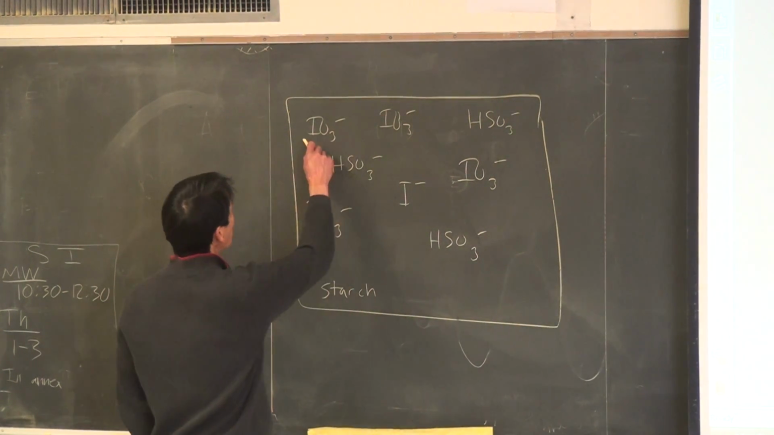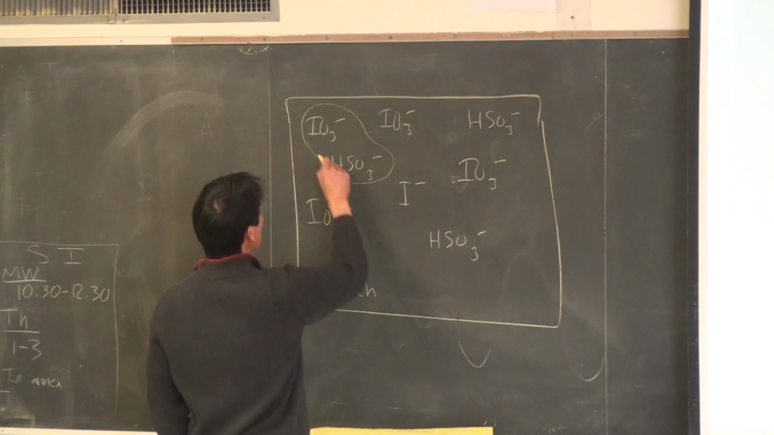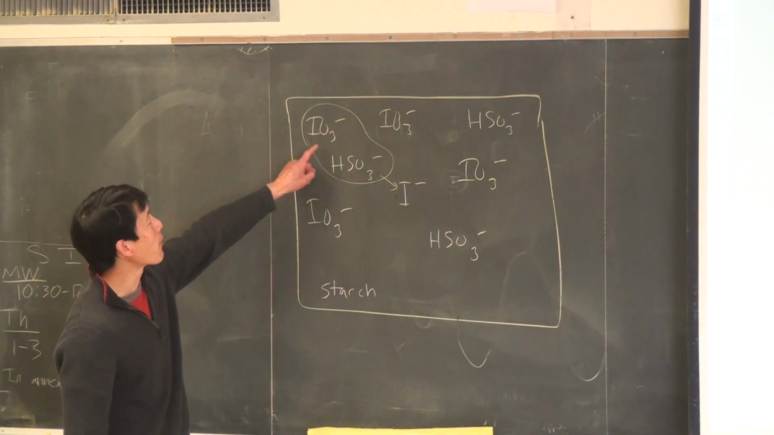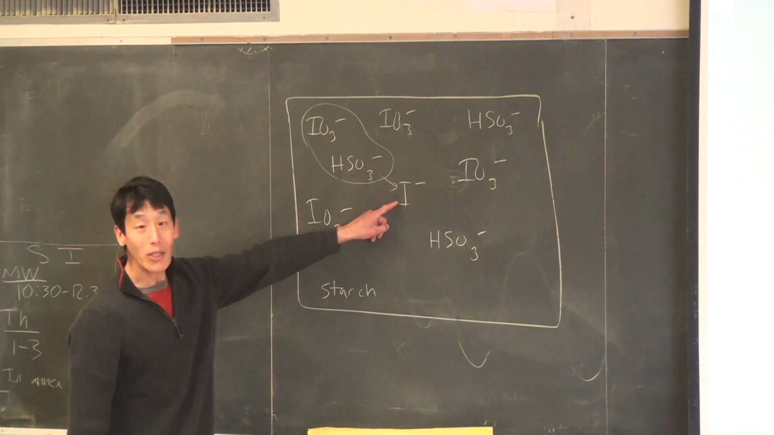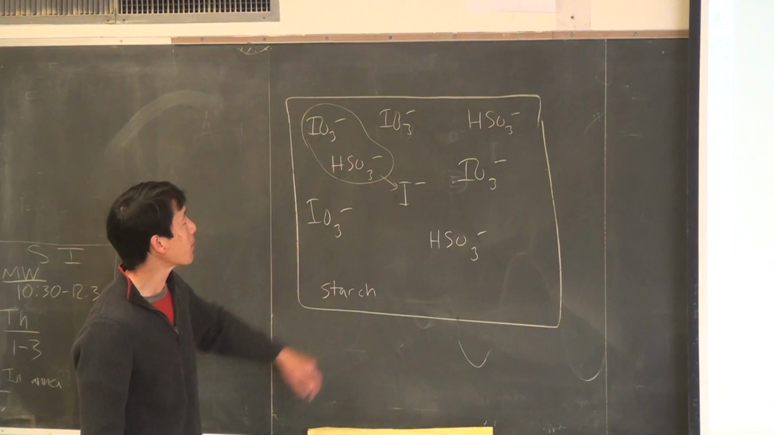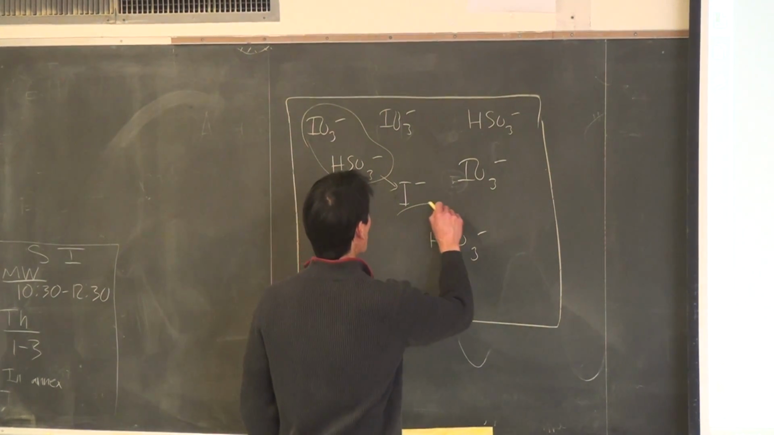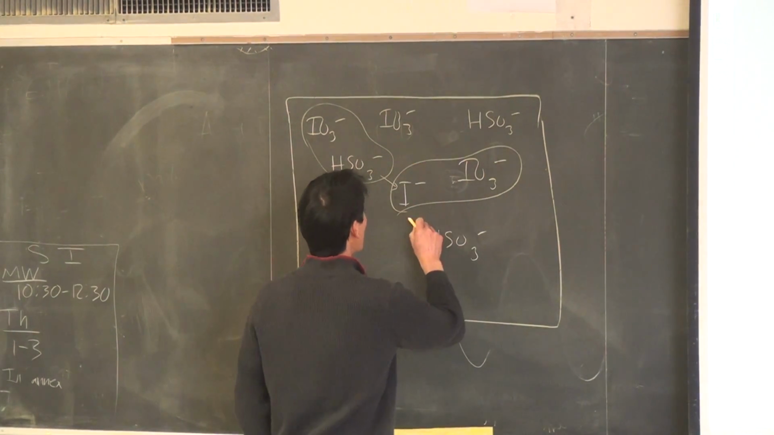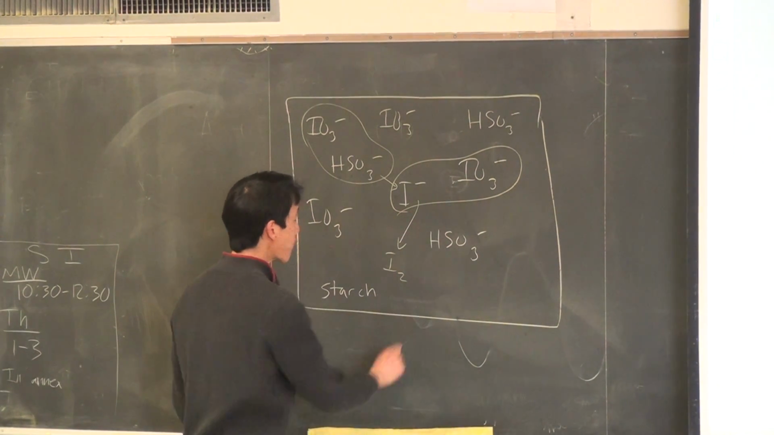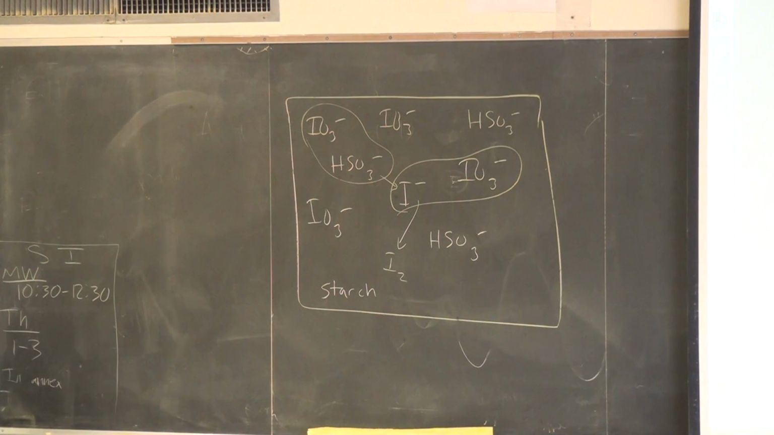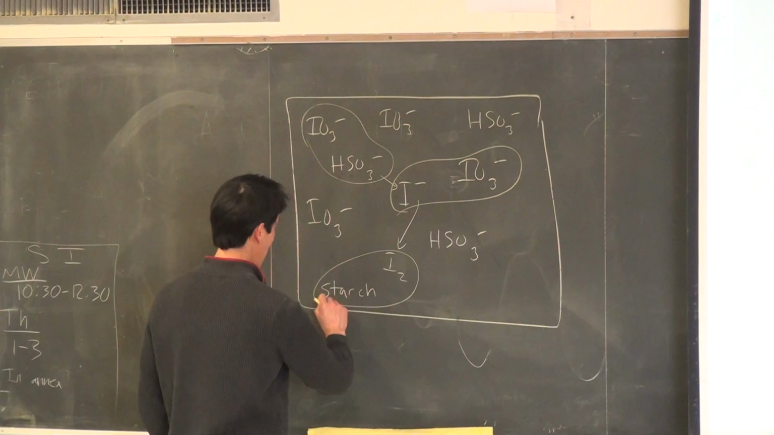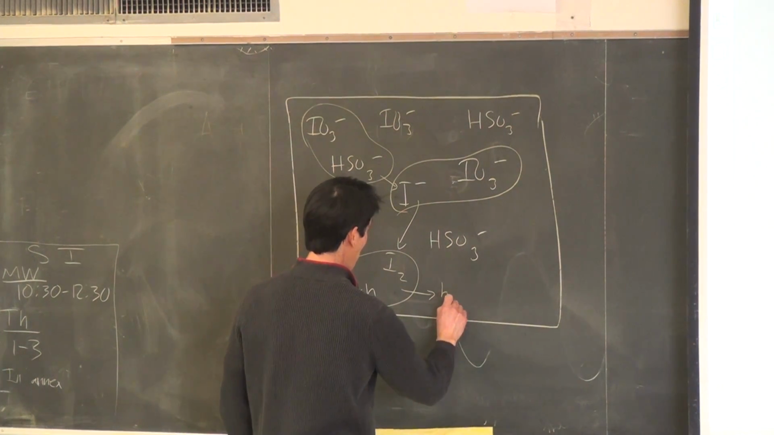Note that if we have these two reacting together, actually we need 3 of these for every one of these to produce an I minus. In other words, we have these two substances reacting together to form I minus, but the I minus wants to react with IO3 minus, and that's going to produce I2. Once the I2 is produced, that's going to react with the starch and make the solution turn blue.